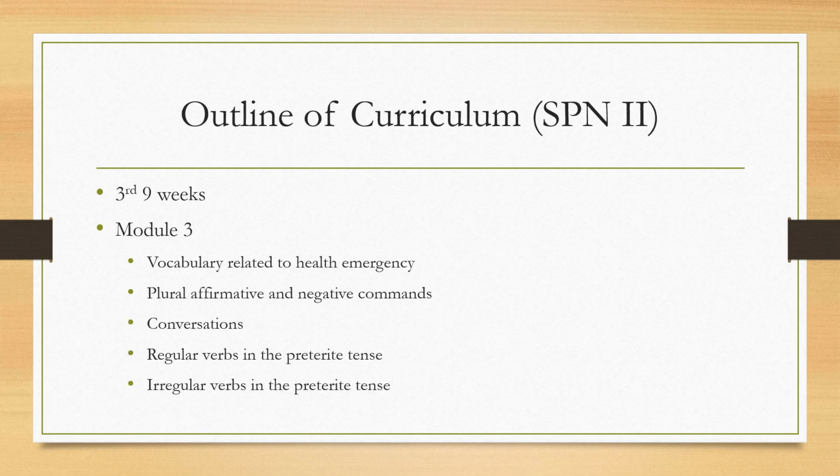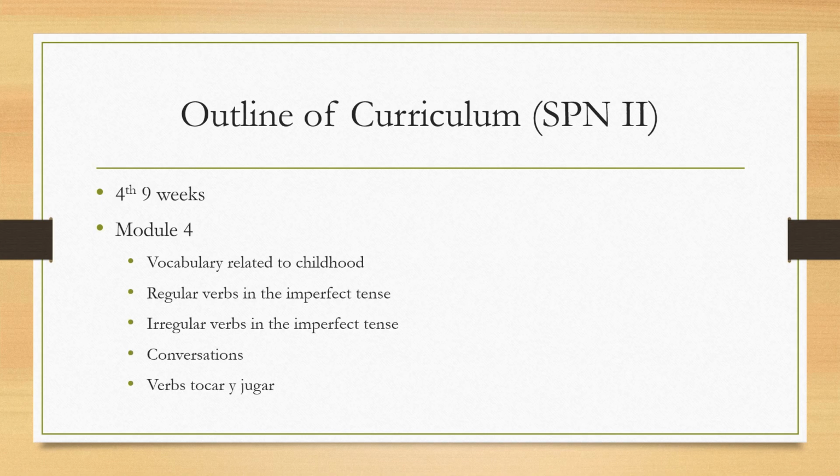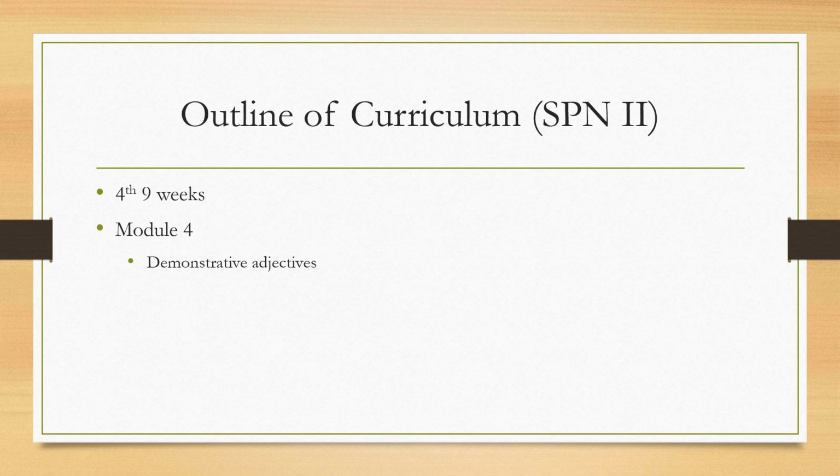Third 9 weeks. All right, we got health, emergency, vocabulary, plural, affirmative, negative commands, regular and irregular verbs in the preterite tense, and vocabulary related to illnesses. And Module 4, okay, so vocabulary related to childhood. We're going to have regular and irregular verbs in the present tense, the verbs tocar and jugar, which is to play, and they're both to play, all right, and demonstrative adjectives. All right, so that is the curriculum for Spanish 2.